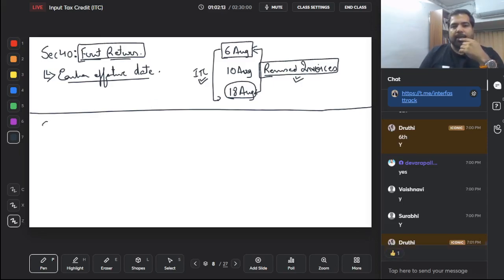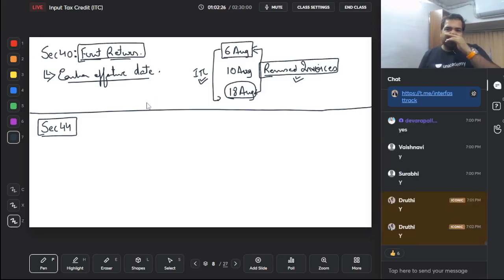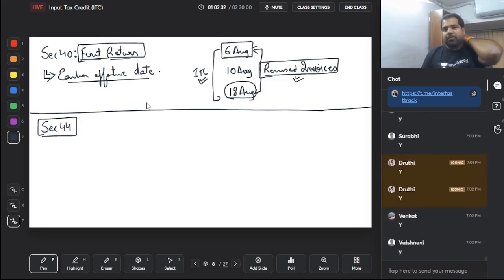Next, guys, is section 44. Please tell me, in your college, at the end of the year, do you get an annual report card? From your college, do you get an annual report card that shows how you have done throughout the year? The one which you are embarrassed to take to your parents, especially in +1, +2. Yes. So same way in GST also, at the end of the year, you need to file an annual return.